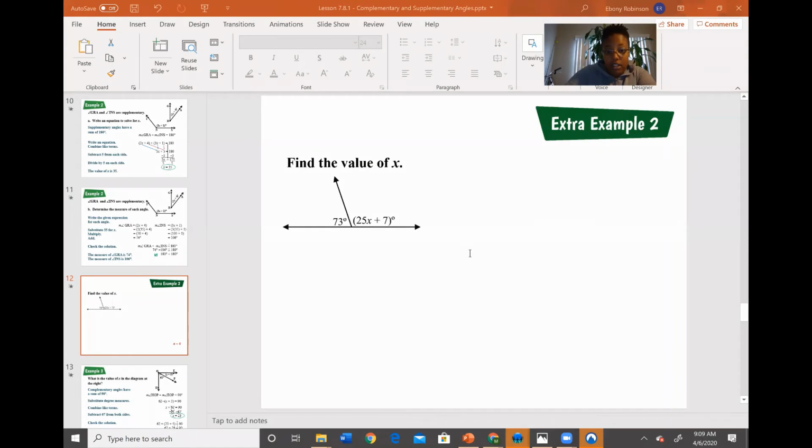All right, so let's do this. I have 73 plus parentheses 25x plus 7 close parentheses equals 180. All right, let's solve this equation.